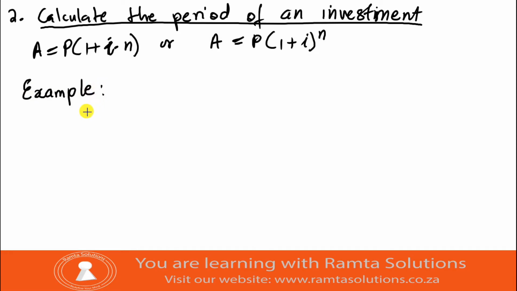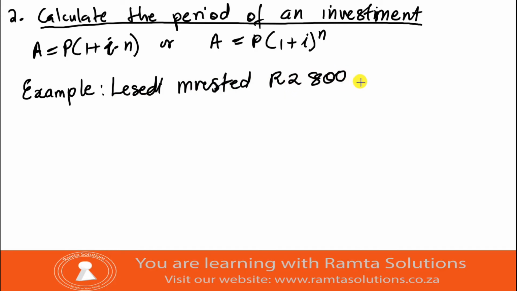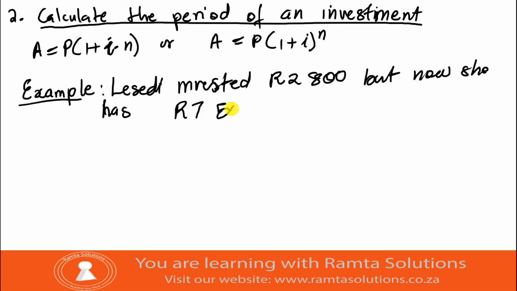So in our example, I'm still going to use Lesedi. Lesedi invested, let's say, 2,800, but now she has 7,502 rand and 33 cents. Let me fix this. 7,502 rand and 33 cents.